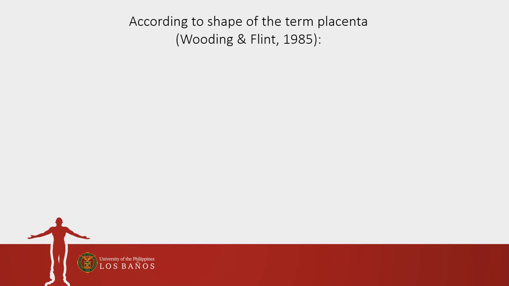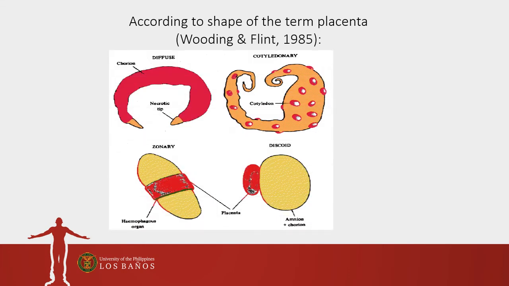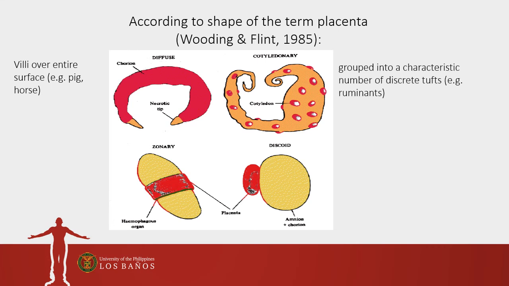Based on placental shape and contact points, several types may be seen. In the diffuse, almost the entire surface of the allantochorion is involved in the formation of the placenta. This is seen in horses and pigs. In the cotyledonary, multiple discrete areas of attachment called cotyledons are formed by interaction of patches of allantochorion with the endometrium. This type of placentation is observed in ruminants.